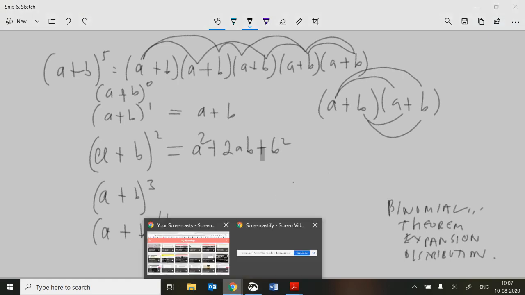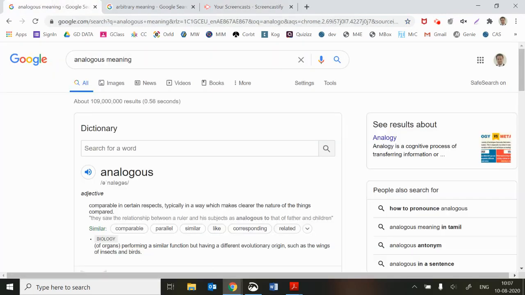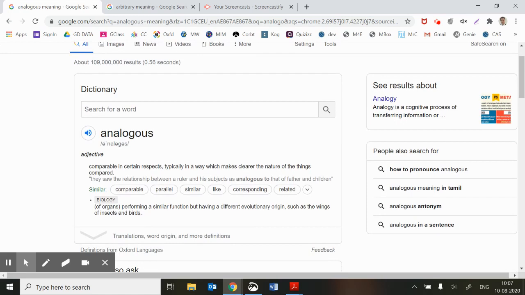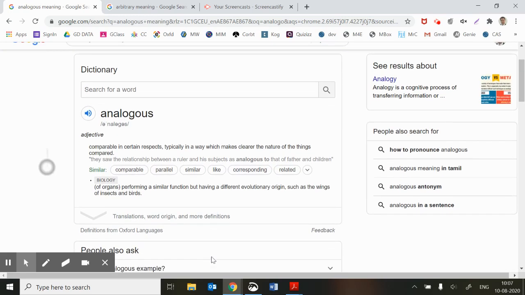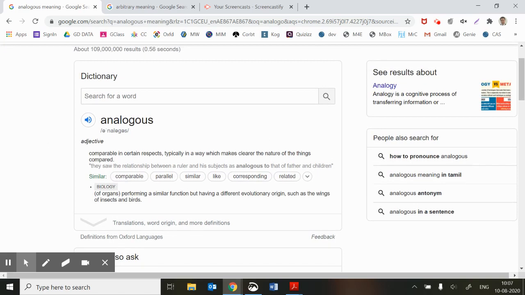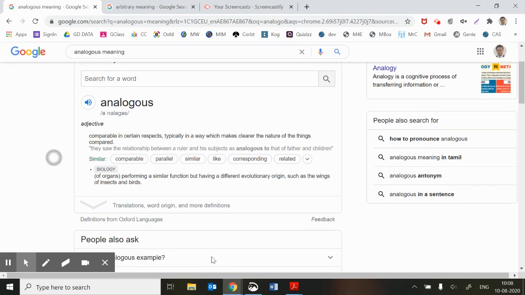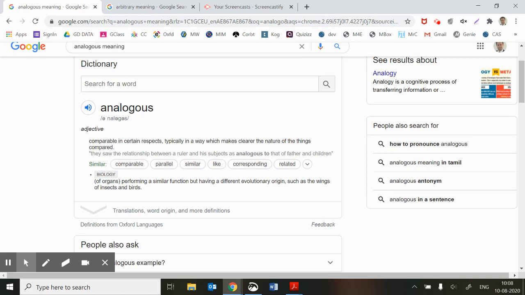Oh, one other thing. I know I've been saying a few words lately which perhaps you might be less familiar with. Analogous, I thought I'd just look up the definition to make this brief. Google comes up with this definition. It says analogous means comparable in certain respects, typical in a way which makes clearer the nature of things compared. So you often say that things are analogous. Here's their example: they saw the relationship between a ruler and his subjects as analogous to that of father and child. So they're comparing it to a situation which makes things kind of clear.